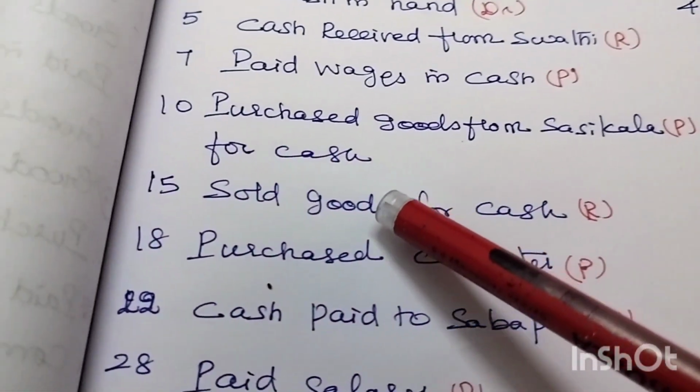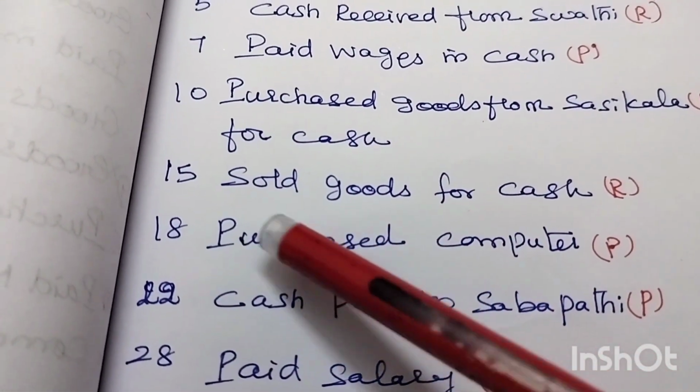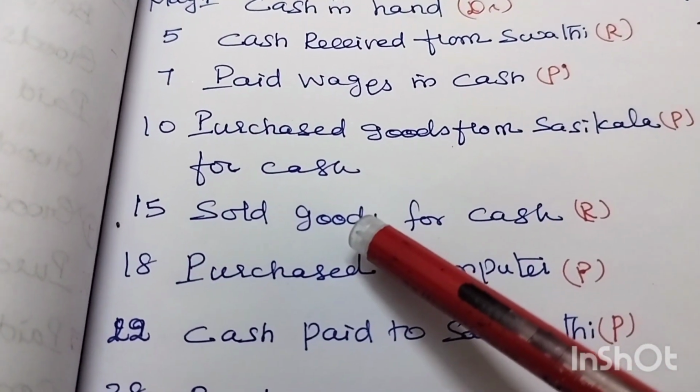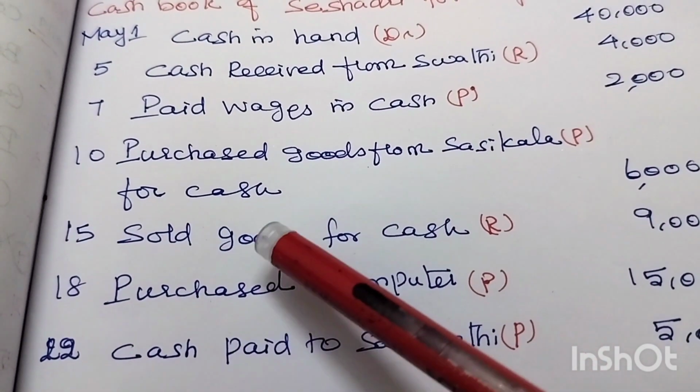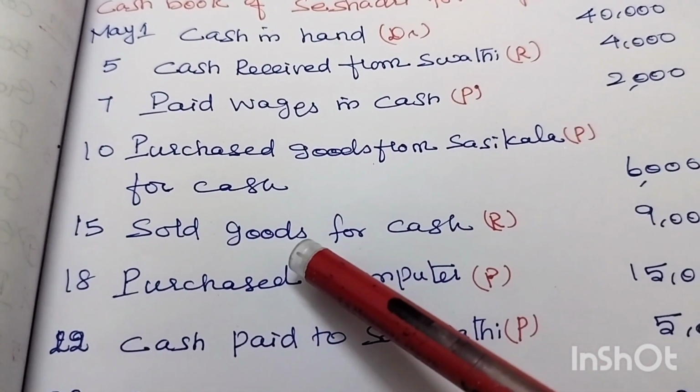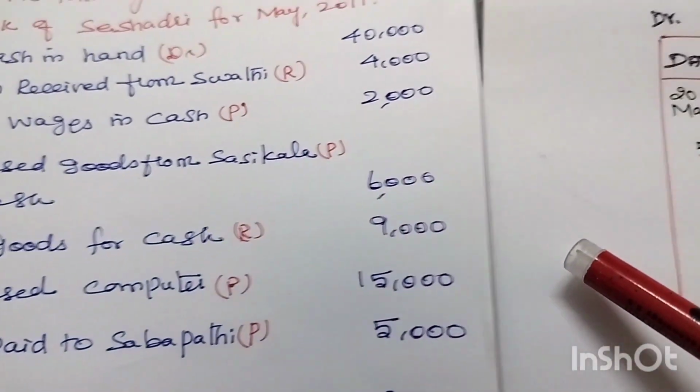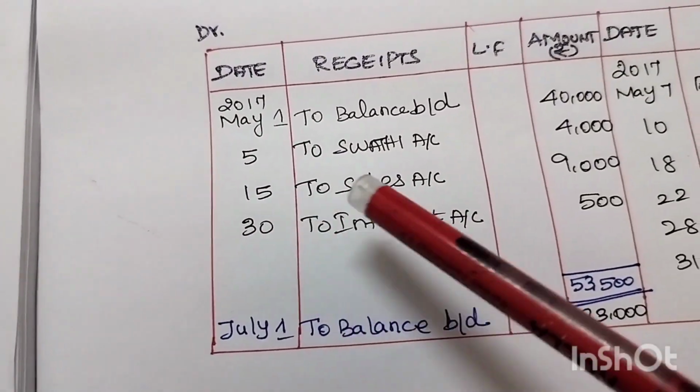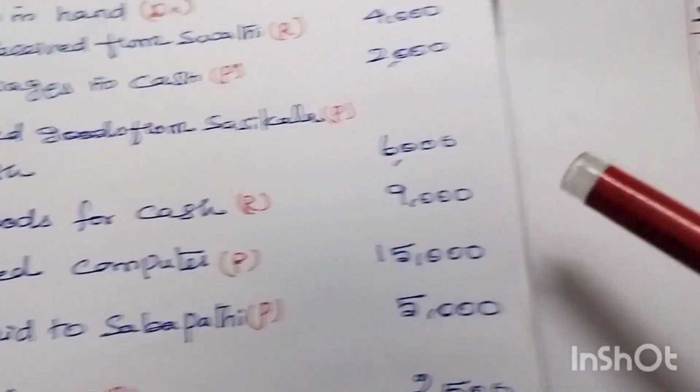You can think in another way. Sold goods for cash, right? So whenever you sell goods, you receive the income. So you enter the receipt side to sales account 9,000 rupees.